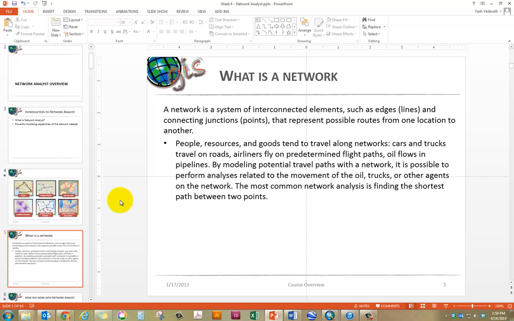There are different extensions even within ArcGIS to manage geometric networks such as pipelines and sewer systems. It's called geometric network analyst. What we are talking about in terms of Network Analyst here is only street network analyst.